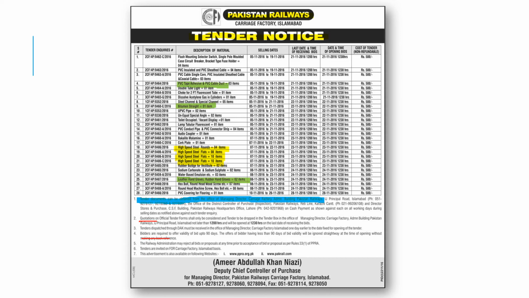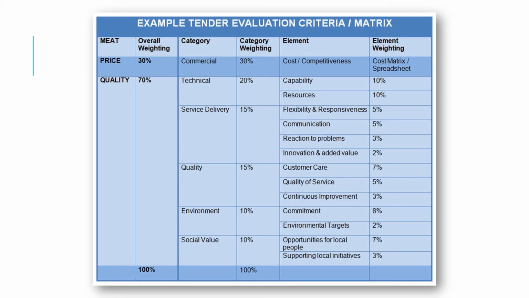And bidders are required to submit their bids within 90 days. And they will then be informed whether they've been successful, and contracts would be issued. So Pakistan Railways, or the government, the hospital or the school or the water company, will need to evaluate, decide which tender is the best. And they might split it so that 30% of the overall decision is based on the best price, and maybe the other 70% would be based on other issues like technical solution, the service, the quality, the impact on the environment, the social value.